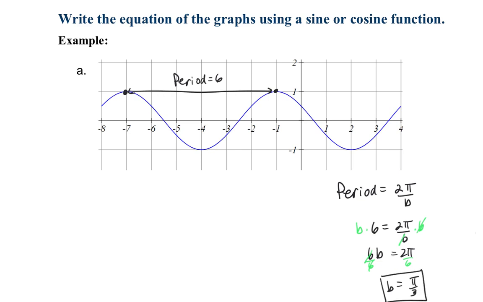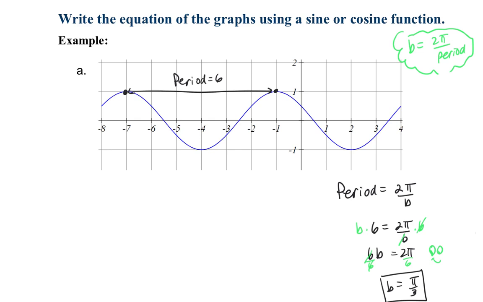And notice right here, this will always work: to solve for b, it's just b is equal to 2 pi divided by the period that you can find from your graph. So that's a nice thing just to have in your notes. We're used to it going the other way, where we say that period is equal to 2 pi divided by b, but we can write it the other way as well. b is equal to 2 pi divided by period. Good. Okay, so we have b.